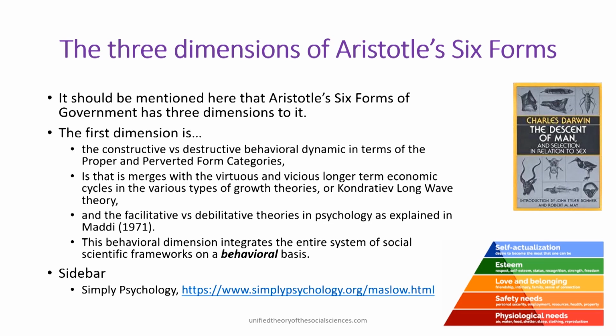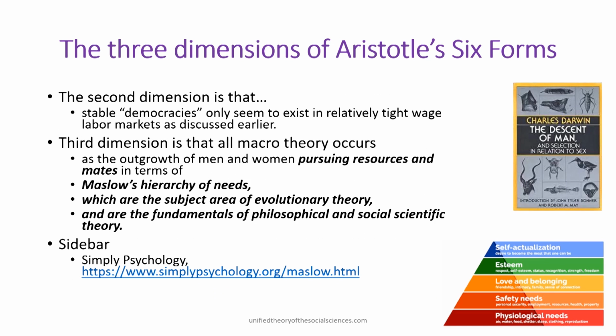It should be mentioned here that Aristotle's six forms of government has three dimensions to it. The first dimension is the constructive versus destructive behavioral dynamic in terms of the proper and perverted form categories, as it merges with the virtuous and vicious longer-term economic growth cycles or convergent long wave theories, and the facilitative or debilitative theories in psychology as explained in Maddi 1971. This behavioral dimension integrates the entire system of social scientific frameworks on the behavioral basis.